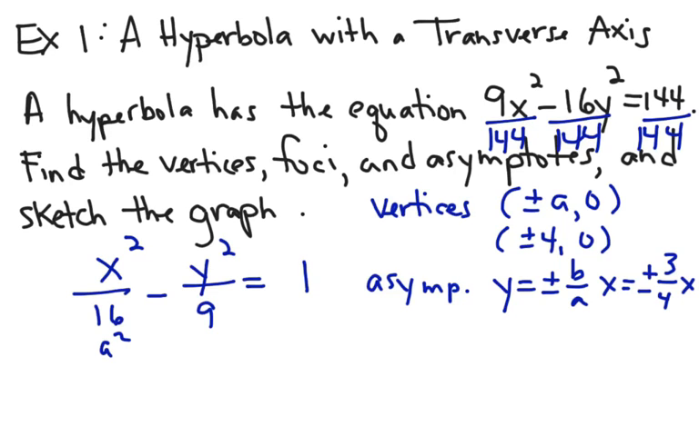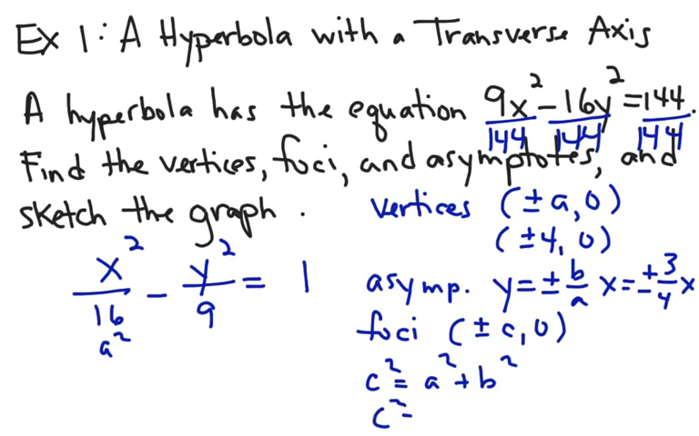Now I'm going to go back and find the foci. The foci are at plus or minus c comma 0, but I have to find out what c is. I'm going to use c squared is equal to a squared plus b squared, and I'm going to double check that's the right equation, which it is. So c squared is equal to 16 plus 9, which is 25, which means that c must be 5. So the foci must be at plus or minus 5 comma 0.